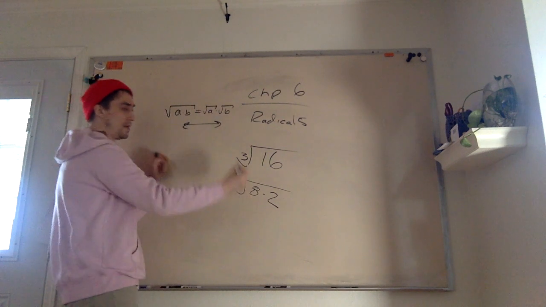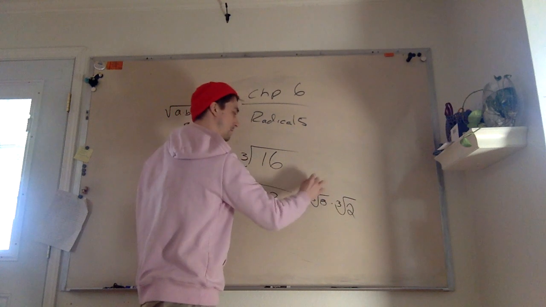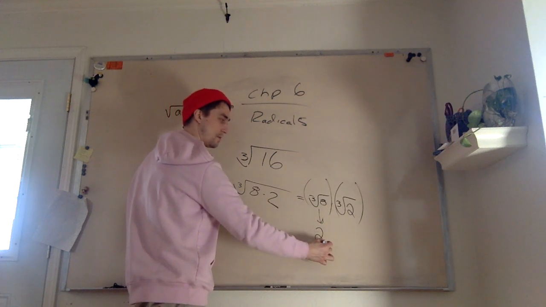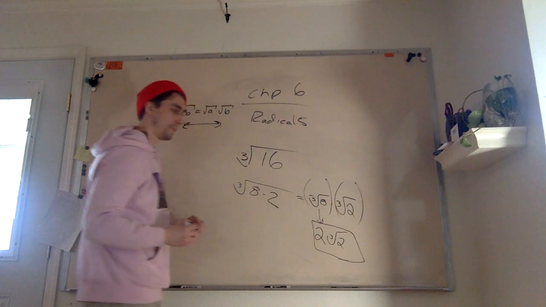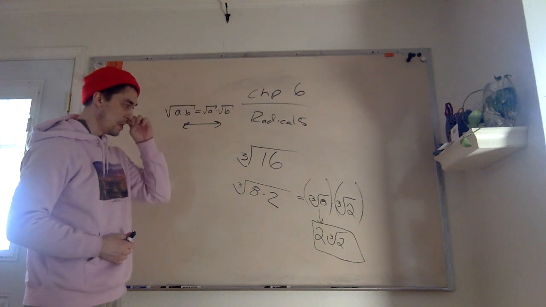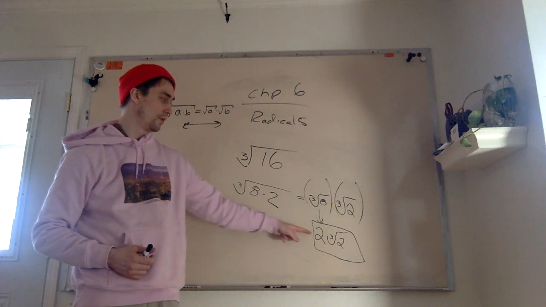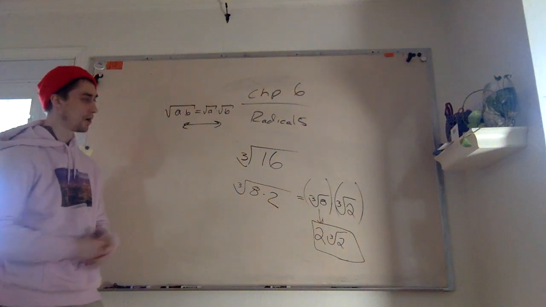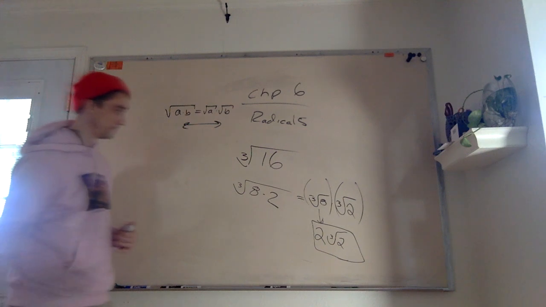Now you can use this property to rewrite this as the cube root of 8 multiplied by the cube root of 2. The cube root of 8 is the number 2. The cube root of 2 just stays the way it is. So the answer is 2 multiplied by the cube root of 2. So again, just to make this point, the cube root of 16 is exactly the same number as 2 multiplied by the cube root of 2. Use a calculator to prove that to yourself. Same number. All you're doing is simplifying it into a different form. Cool.